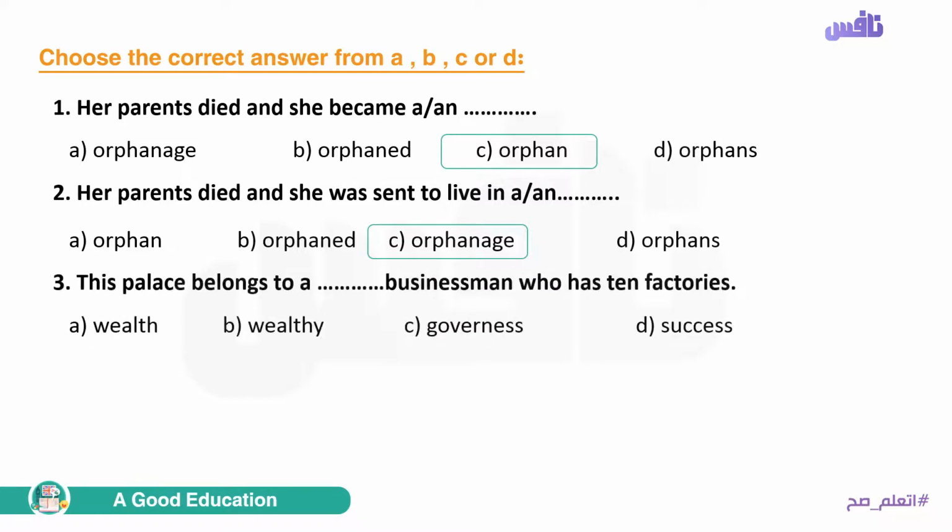Number 3. This palace belongs to a space businessman who has 10 factories. Wealth businessman, wealthy businessman, governess, success. No, we need an adjective here to describe the word businessman. So which one is right? Yes, wealthy is the adjective.